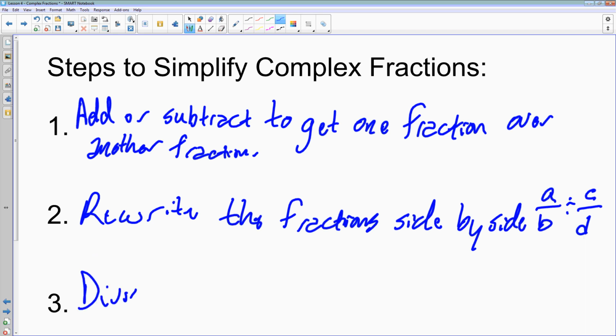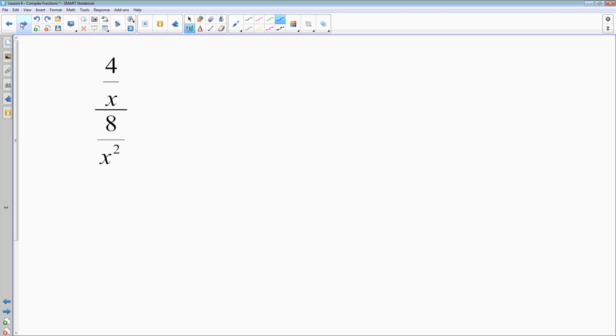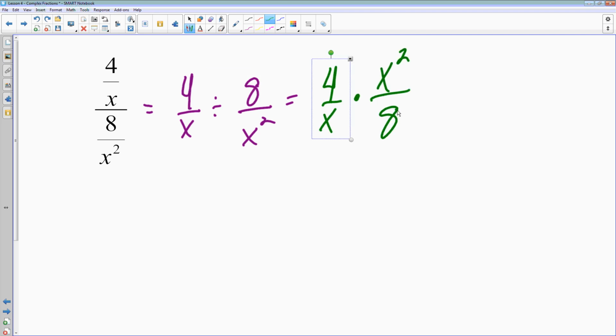But when we divide fractions, we're going to keep, change, flip. So then it becomes the first fraction stays the same, multiplication, and then we flip the second. So our first complex fraction actually is not too terribly complex because we already have one fraction divided by one fraction. So I'm just going to rewrite them side by side. Okay, and then I'm going to keep, change, flip. So keep the first, change the multiplication, and flip the second.